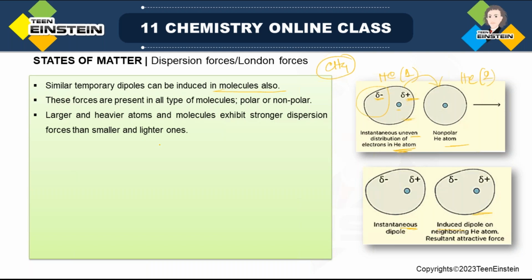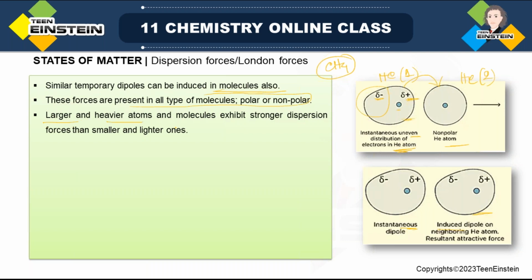Now, though we are talking about non-polar molecules and monoatomic atoms, don't think that it will not be present in polar molecules. These forces are present in all types of molecules. Just apply common sense: if it is possible in non-polar molecules, obviously in polar molecules it will be there. Because in a polar molecule there is already an asymmetric electron charge distribution, the process will be further assisted. So don't think it is exclusive to non-polar molecules; it is also possible for polar molecules.